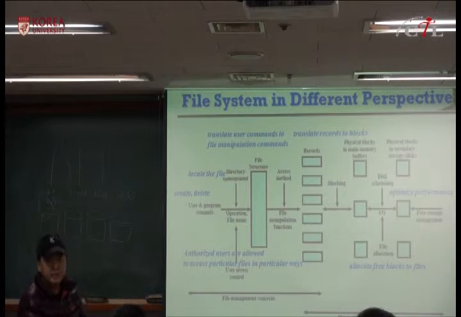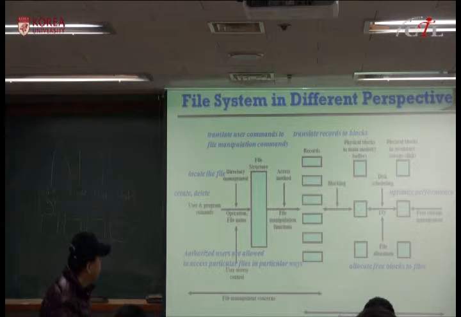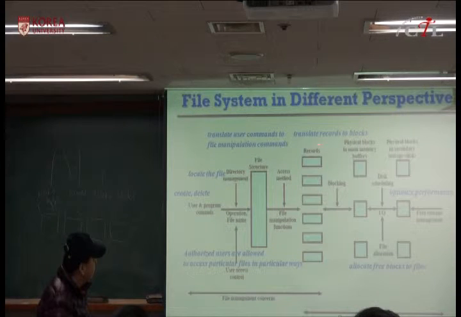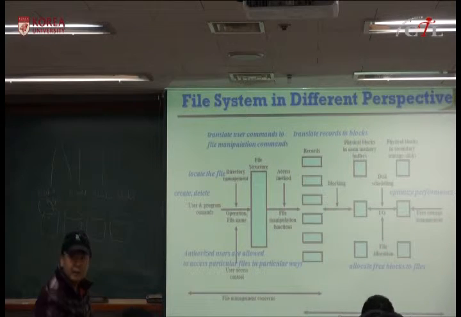So we study different structures of file systems, and then it's translated to records, and then records are translated to blocks. So you do some blocking, and you do some buffering, and through file allocation, you allocate free blocks to files. You also do disk scheduling to optimize performance, and you have to maintain free storage to allocate files and so on. So we'll discuss some of these issues in the following slides.